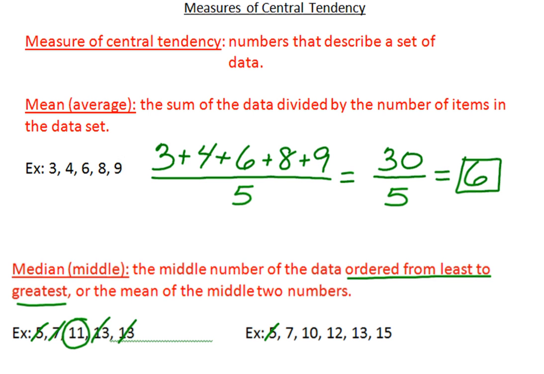The 5 cancels out the 15, the 7 cancels out the 13, and now we have 2 numbers in the middle. When there are 2 numbers in the middle, you have to find the average of those. So we're going to take the 10 plus the 12 and divide by 2, because there are 2 numbers. So we have 22 divided by 2, which is 11. Or this one you should be able to know off the top of your head, the number that is in between 10 and 12 is 11. So that is the median.